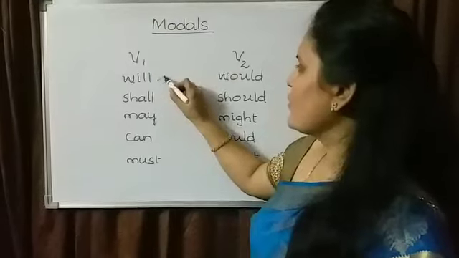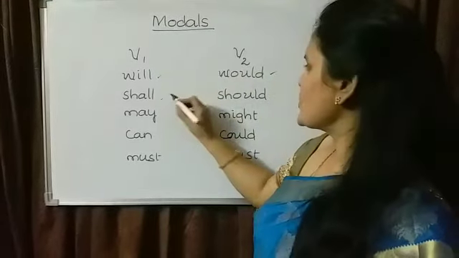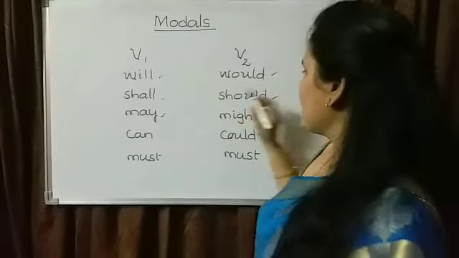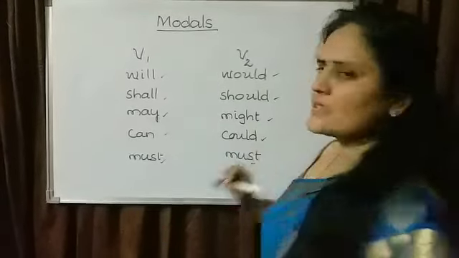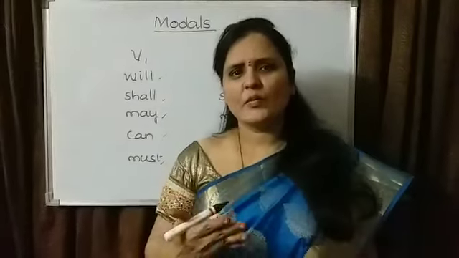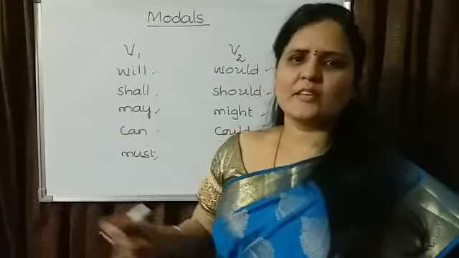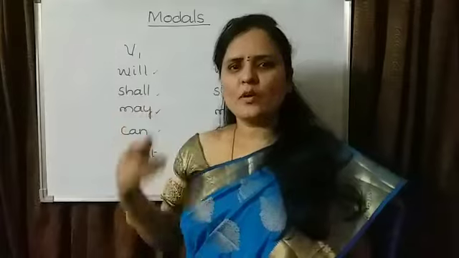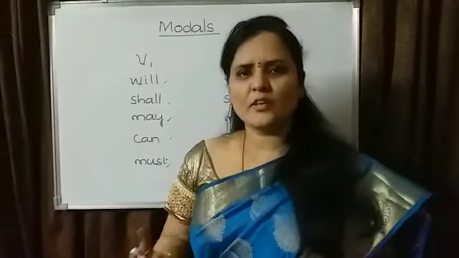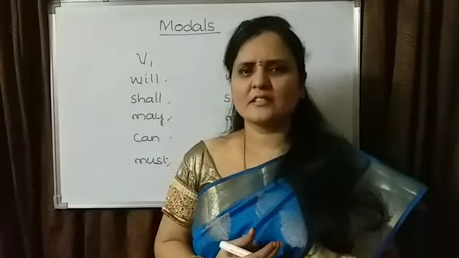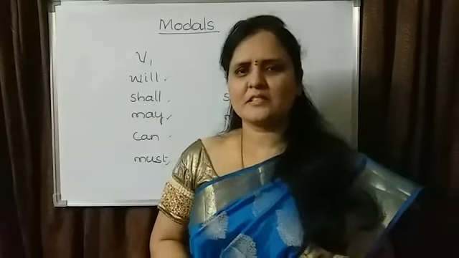Let's see V1. Will becomes would, shall becomes should, may becomes might, can, could, must, dare, need. So these are called as modals. Modals we call as weak forms, whereas main verbs we call as strong forms. This is about verbs.